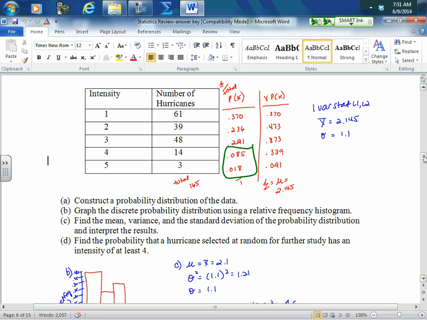Probability less than 2 would be just 1. There was no 0 on this, notice. Because if there's no hurricane, there's a 0 intensity, you can't have a hurricane. So this chart went from 1 to 5. This is a good one to remember. Got a lot of stuff in here.